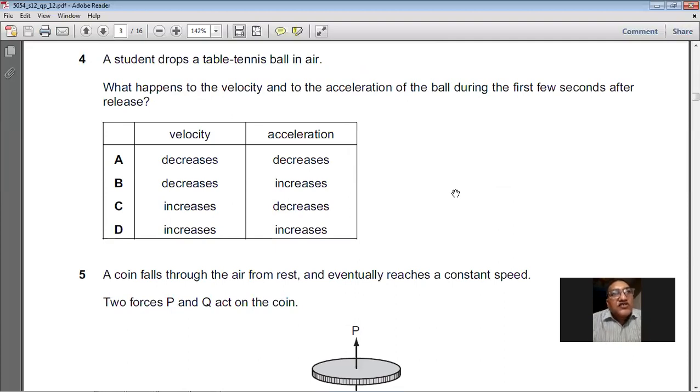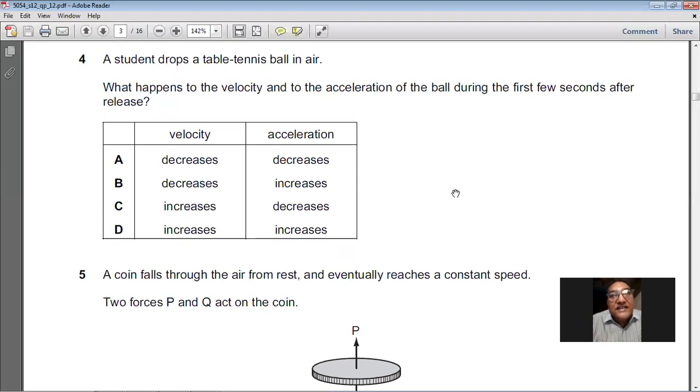A student drops a table tennis ball in air. What happens to the velocity and to the acceleration of the ball during the first few seconds after the release? You know, when you throw something downward, it's falling. At the start, the velocity is zero, and its velocity starts increasing, increasing, increasing. But at the start, the acceleration is maximum. It might be 10 meter per second square, and gradually the acceleration starts decreasing.